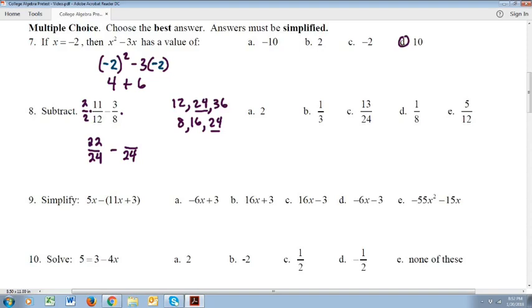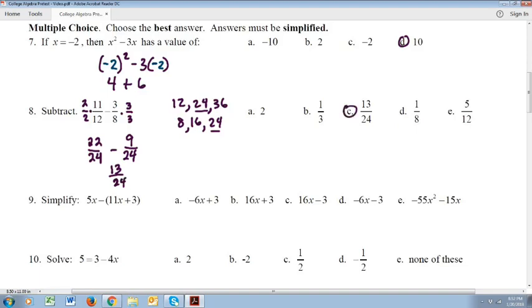All right, so on the other one, we need 24, so we're going to have to multiply by 3. So we'll multiply the numerator by 3, and so we're going to get 9 over 24. 22 minus 9 is 13, and so we get 13 over 24.